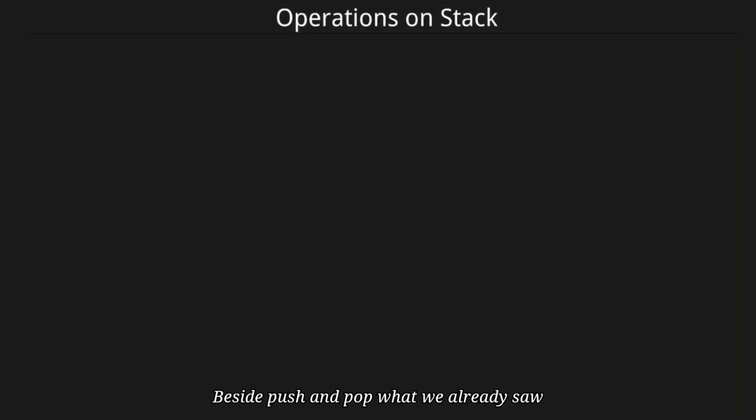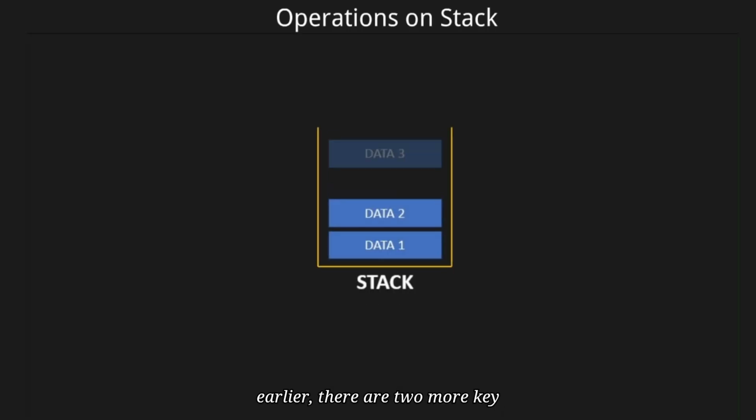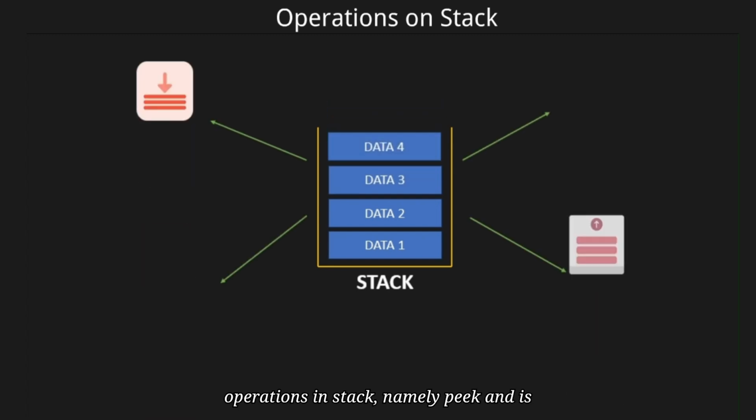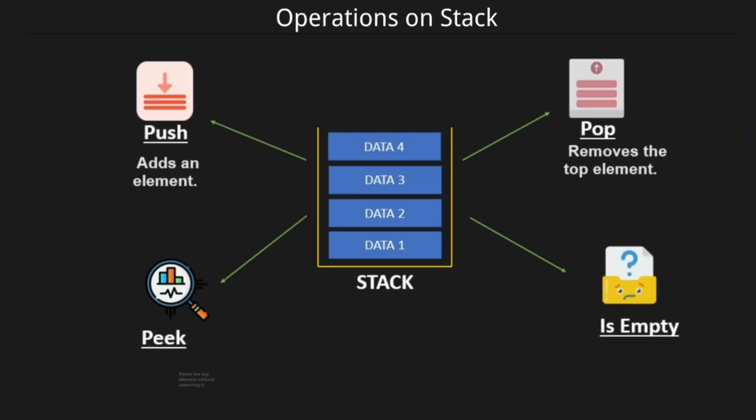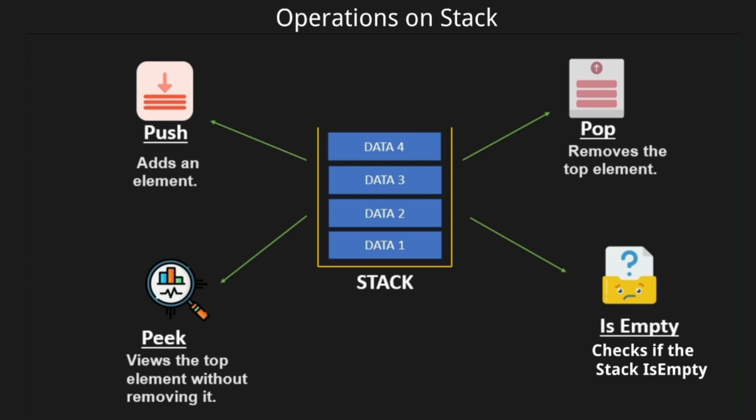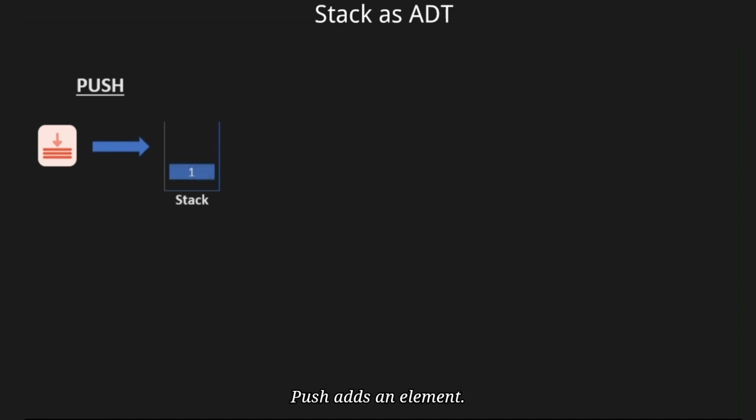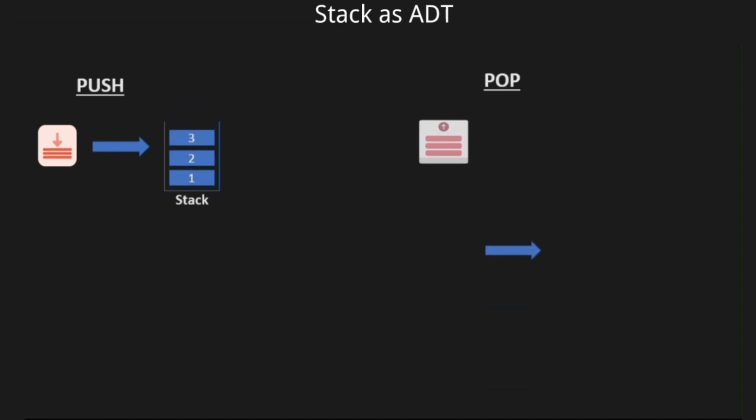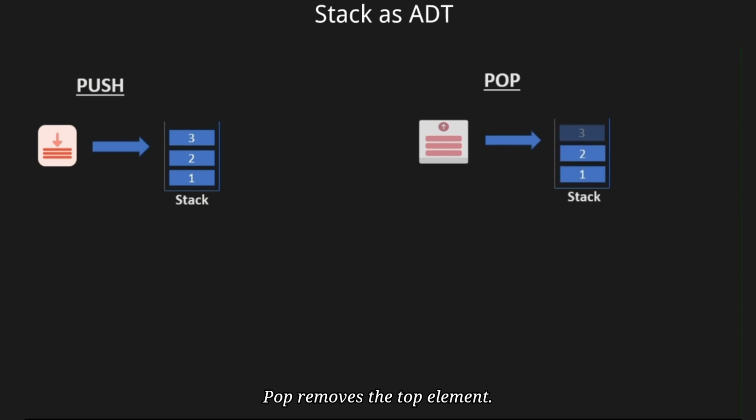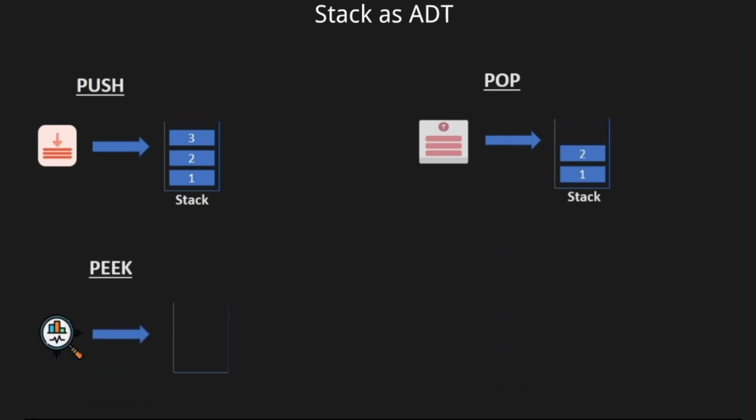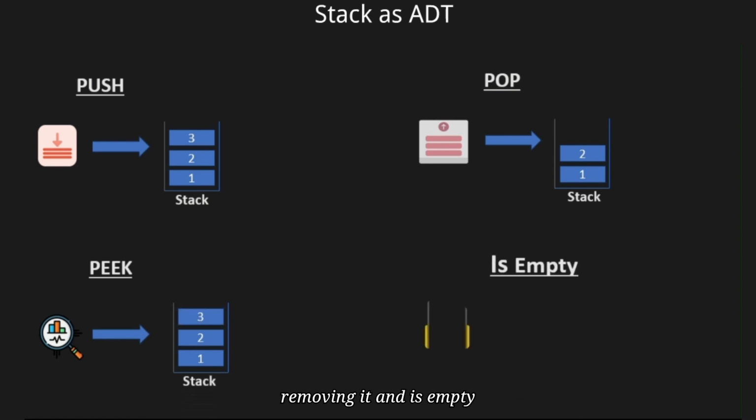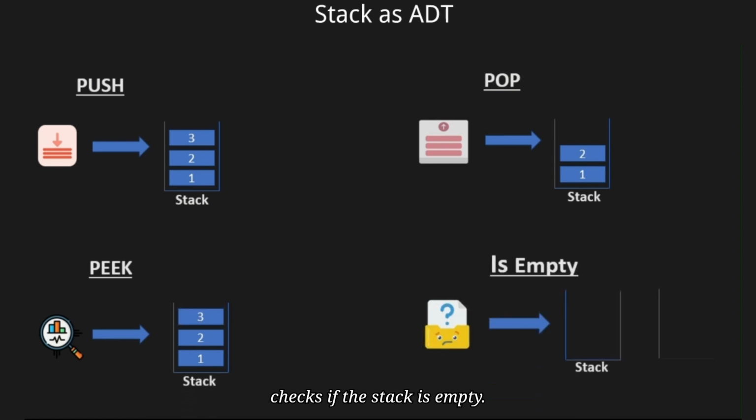Besides push and pop, which we already saw earlier, there are two more key operations in a stack, namely peek and IsEmpty. Let's explore the operations of a stack. Push adds an element. Pop removes the top element. Peek views the top element without removing it. And IsEmpty checks if the stack is empty.